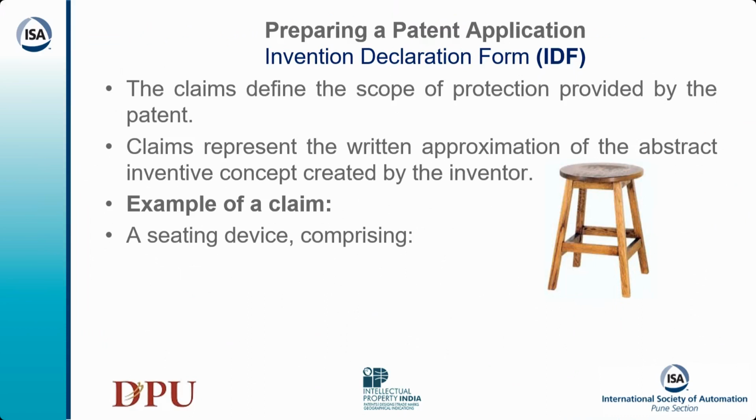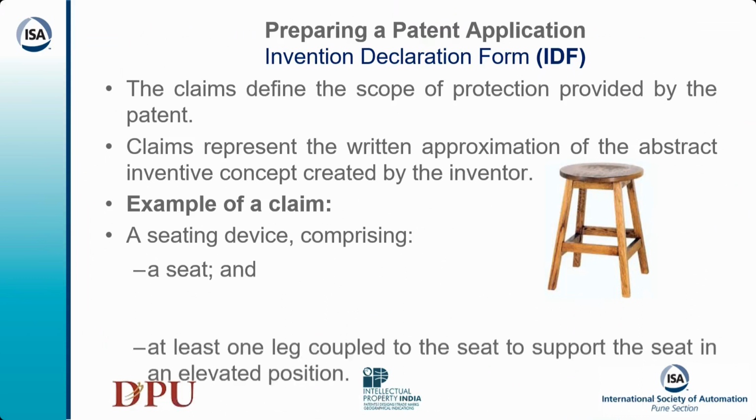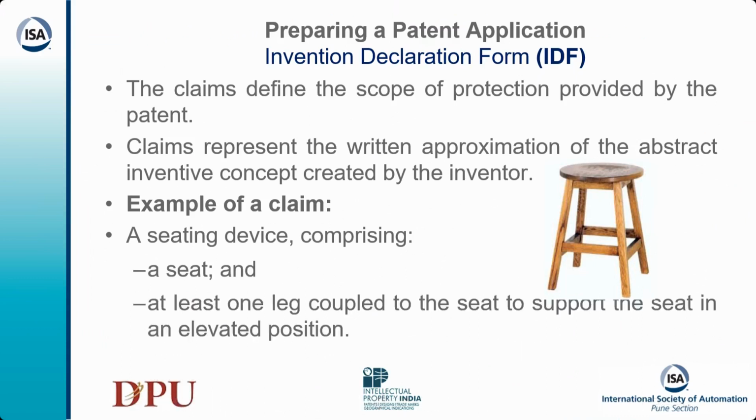So a sitting device comprising first a seat, a place to sit. Second, at least one leg coupled to the seat to support the seat in an elevated position. So this seat should be supported by a leg. At least one leg should be supported. Why is it mentioned like that? They have not mentioned four legs, because there can be a single stand or single leg for such a kind of sitting device.